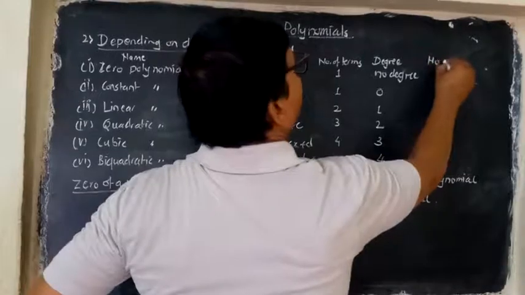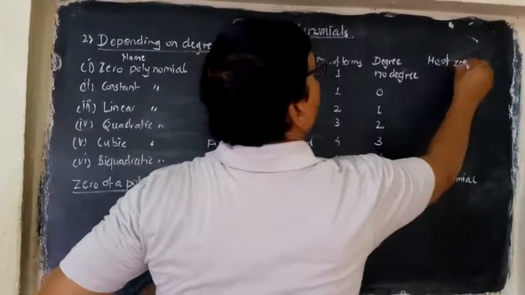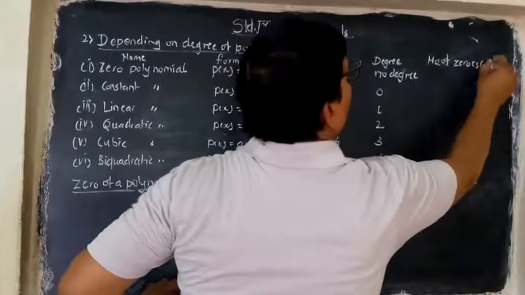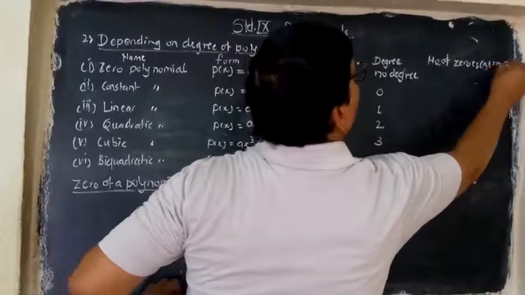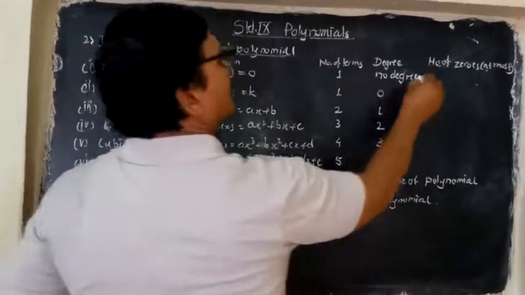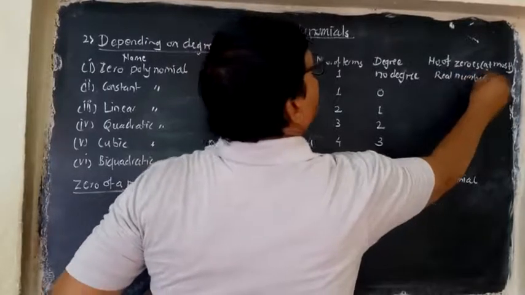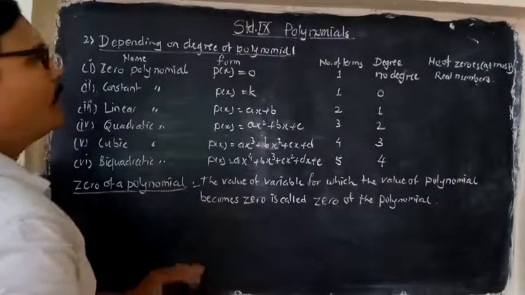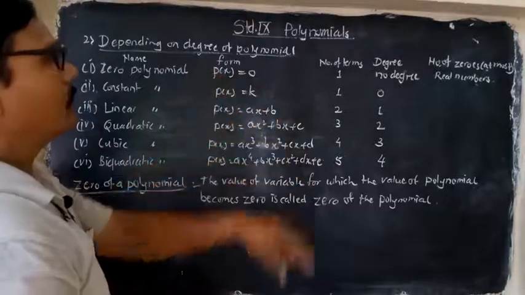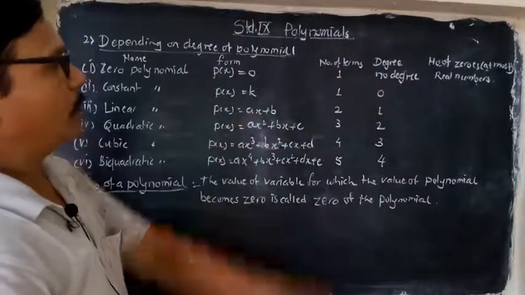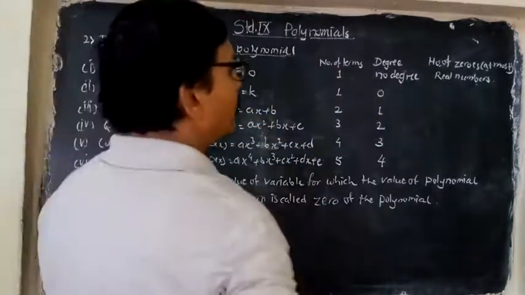Now how many zeros do the given polynomials have? Number of zeros at most. Maximum how many zeros? This is all for all real numbers. Zero polynomial, for any value of variable x, its value is always going to be zero. Therefore number of zeros is all real numbers.